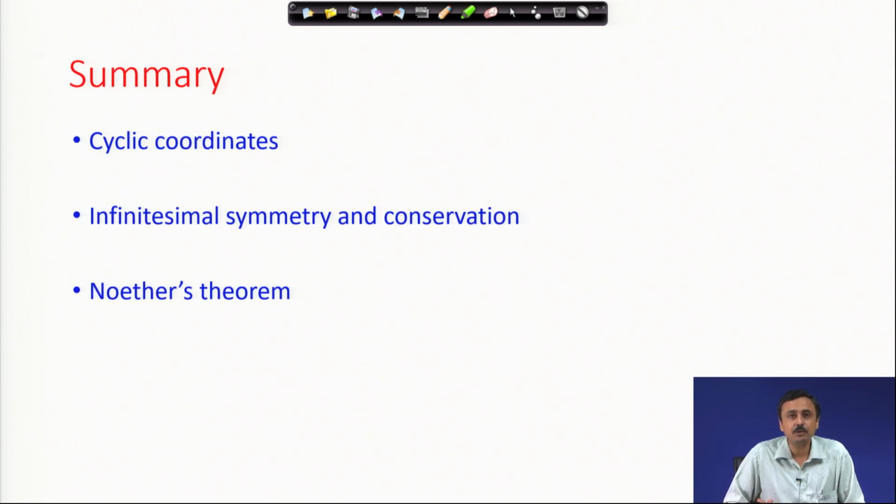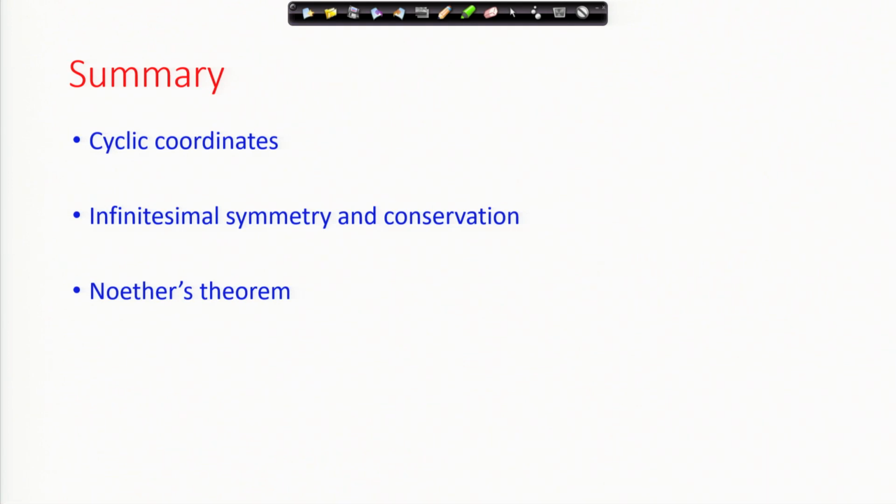To summarize, we have looked at the concept of cyclic coordinates. We have seen that if you have a cyclic coordinate, then there are conserved quantities, and how to find that: the generalized momentum corresponding to that cyclic coordinate must be conserved. Finally, we have generalized this notion using Noether's theorem, in which we try to find certain transformations under which the Lagrangian is symmetric, possibly infinitesimally symmetric, and then we call such transformations symmetry transformations or infinitesimal symmetries of the Lagrangian.